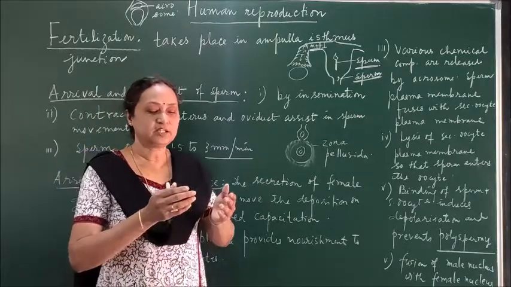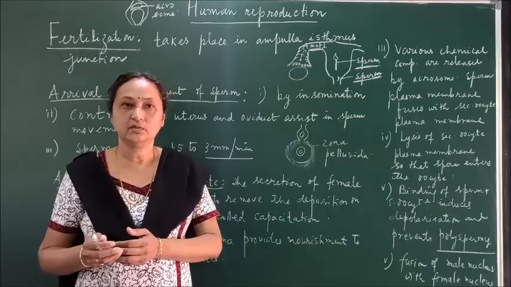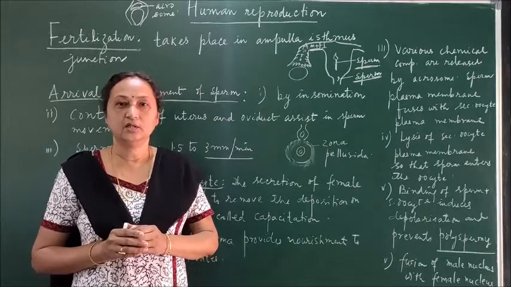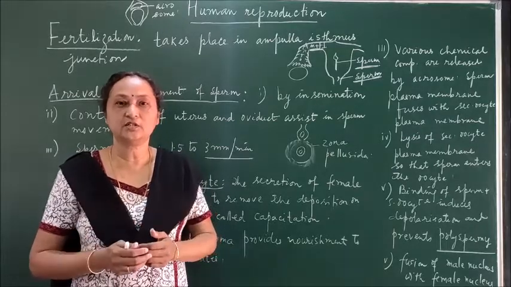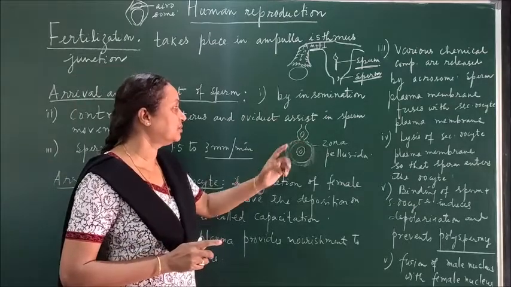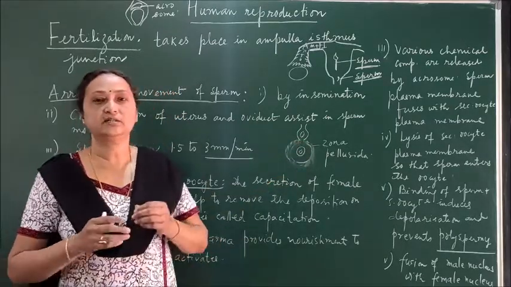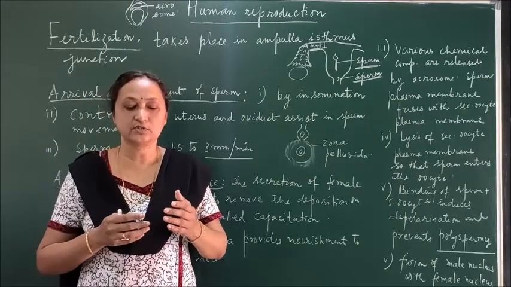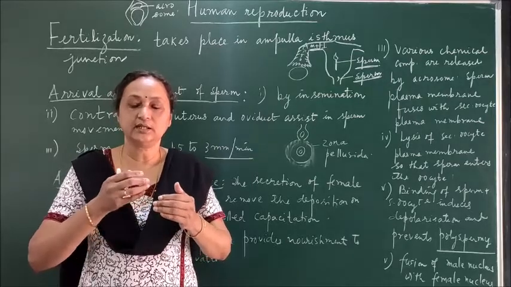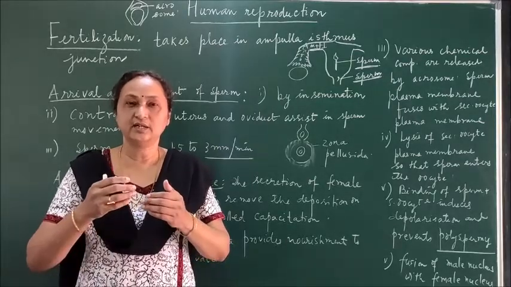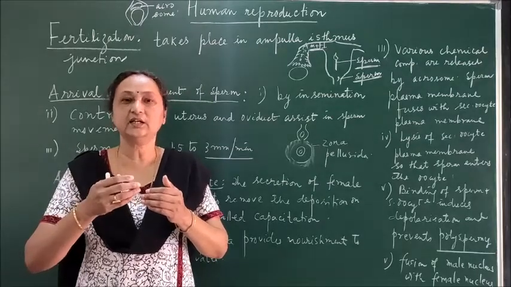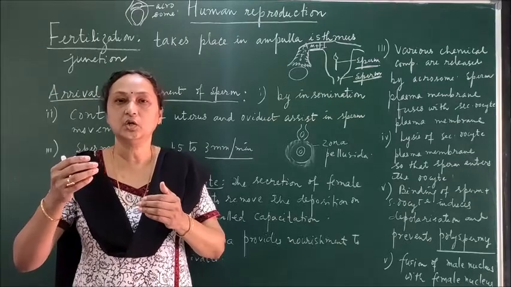Polyspermy means attachment of many sperms to the ovum, because the ovum is one in number and big in size in comparison to sperm, but millions of sperms are approaching towards the ovum. But after the first sperm fuses with the ovum, there are some chemical changes taking place in the zona pellucida. It is becoming thick and strong, and it can prevent further addition of sperm. So it is preventing polyspermy. Poly means many, spermy means sperm. It is preventing the attachment of many sperms to the ovum.